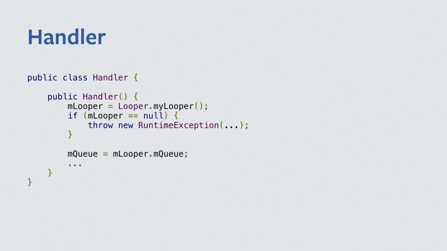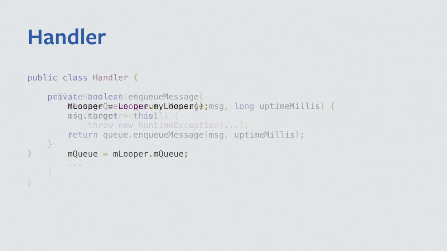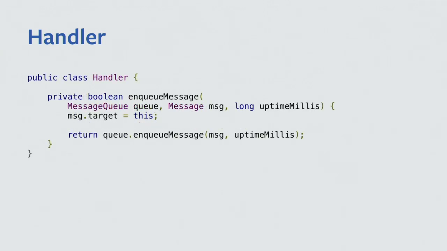And then the other part is when you create the handler, as said, it takes hold of the looper on this thread. If this thread does not have a looper, it crashes, asking you to provide a looper, and it takes hold of the queue on that looper. And then whenever you want to enqueue a message, all that this does is really put a message on this queue that it took from the looper.